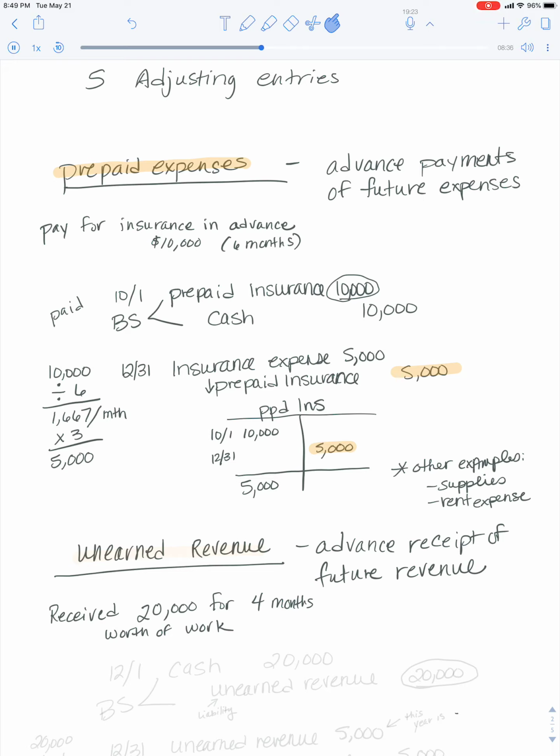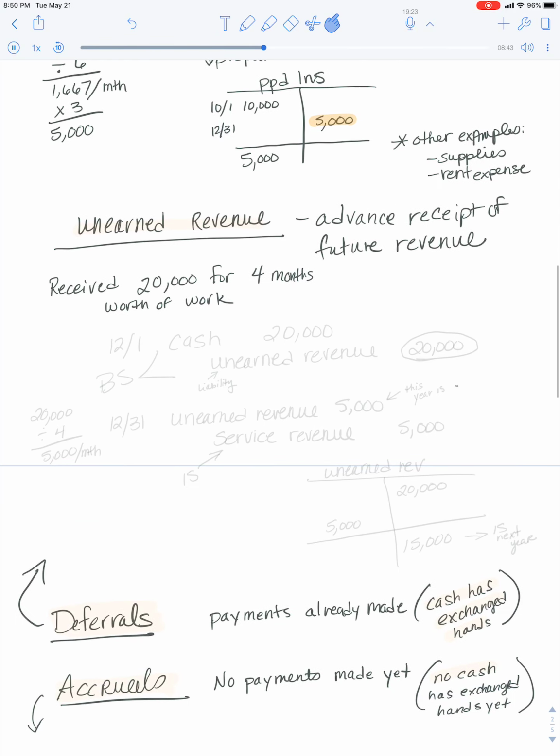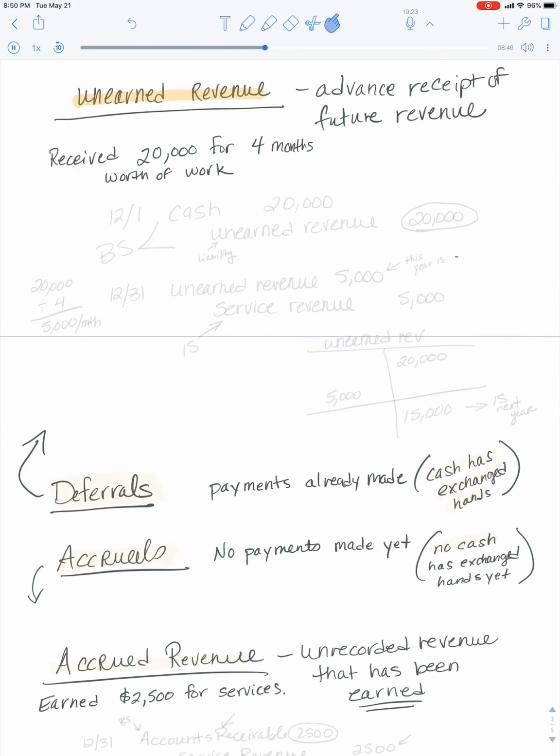The second type of adjusting entry is unearned revenue. So unearned revenue is the advance receipt of future income. So this is an example of we've received the money this year, but we did not earn it yet. So we can't put it on the income statement. So what we do is we put it in a holding place. Here's an example. Received $20,000 for 4 months worth of work. So on the day we received it, let's say they paid us in advance $20,000.